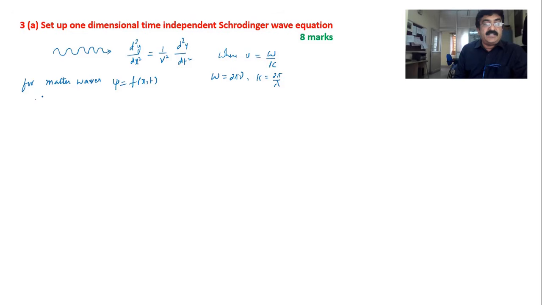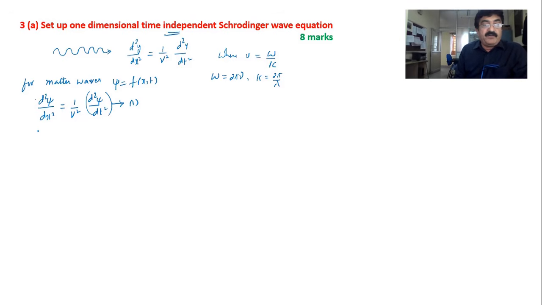So we can write this equation as d square psi by dx square is equal to 1 by v square into d square psi by dt square. Call this as equation 1. So we have to eliminate this dt, the second parameter. In the RHS, this parameter we have to eliminate, then only it becomes time independent.